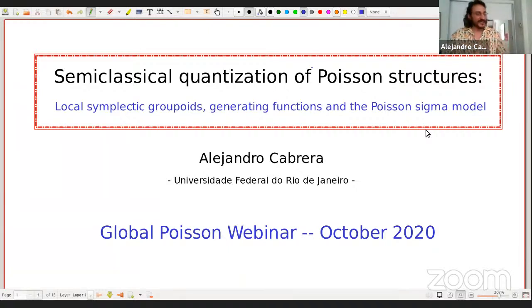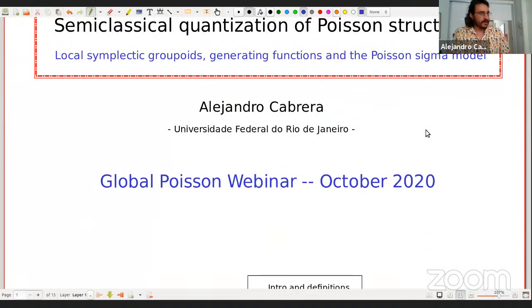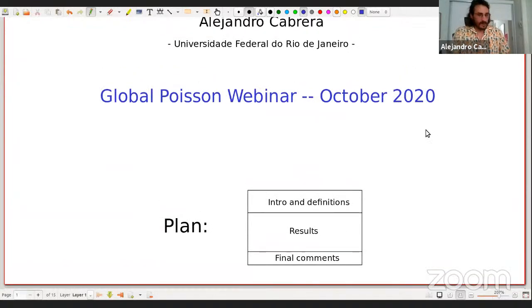Okay. First of all, thanks to the organizers for the invitation and for this very nice initiative to have the global seminar on Poisson geometry. So I will go directly to the talk. The structure of the talk will be like this. There will be an introduction and basic definitions. Then I will mention some results, and I will make some quick final comments at the end.